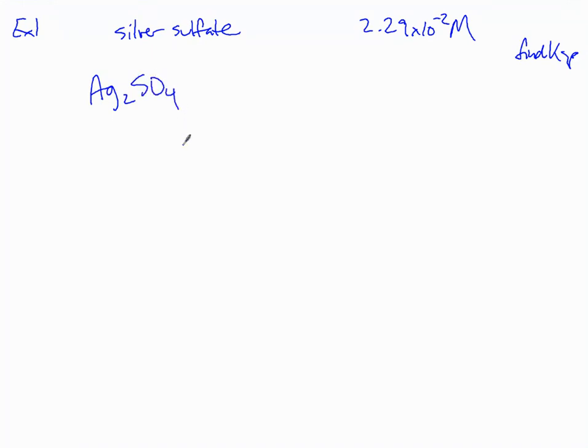Silver's kind of different because it's a transition metal, but it always has the same charge. It's always 1 plus. So we end up with this as our solid compound, and we have Ag plus and SO4 2 minus. So you already have the table drawn. We just need to fill it in.